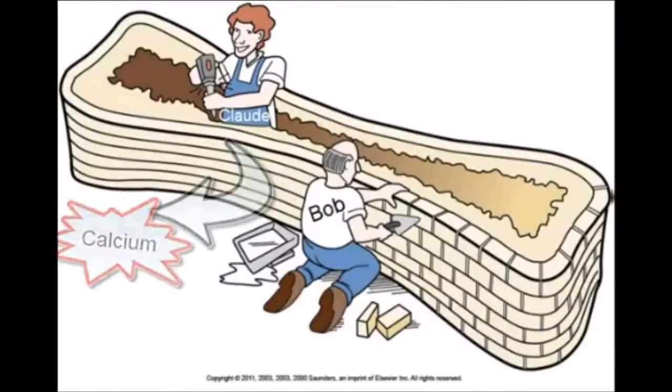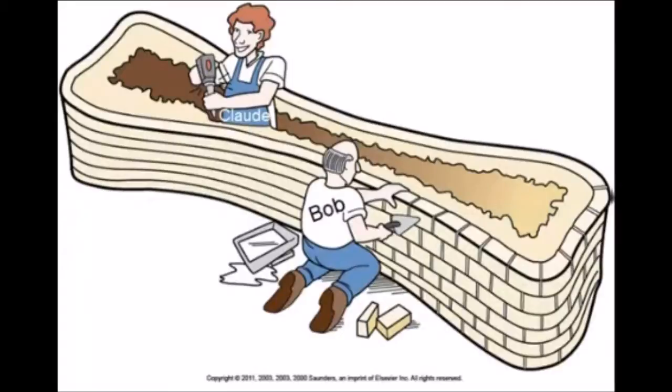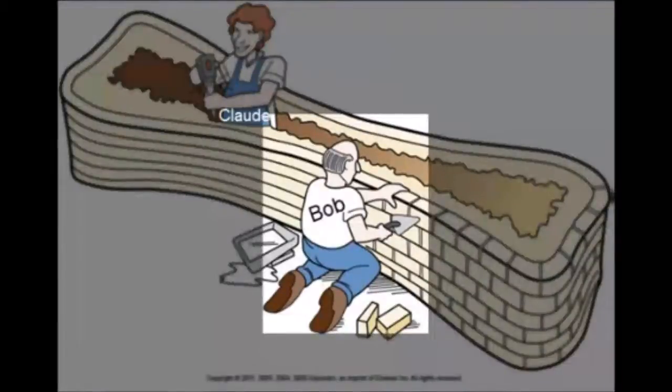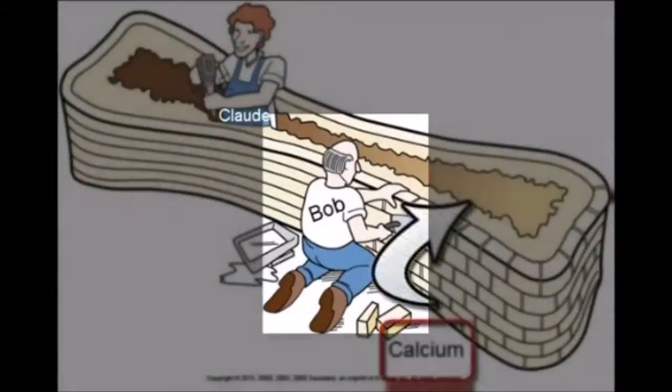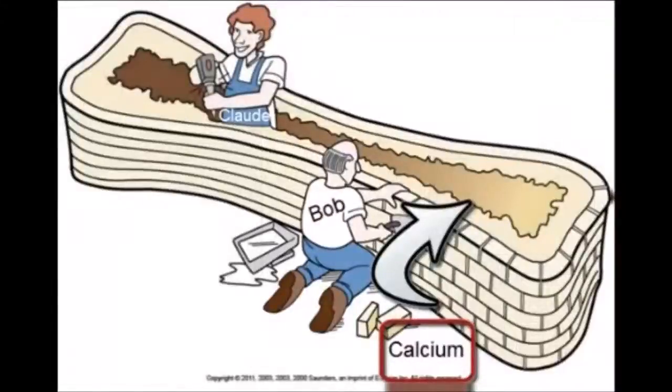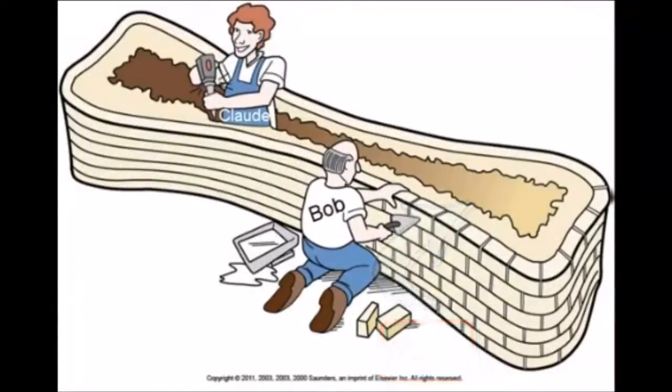There's two hormones that work together to maintain our calcium balance. One puts Claude on overtime, the other one puts Bob on overtime. All right? So if our calcium levels in the blood are very high, then who goes to work? Bob. Bob takes the blood calcium and shoves it into the bone. Okay? All right, very good.